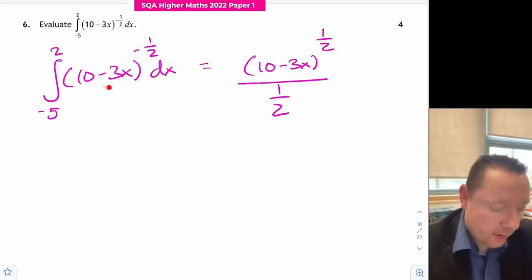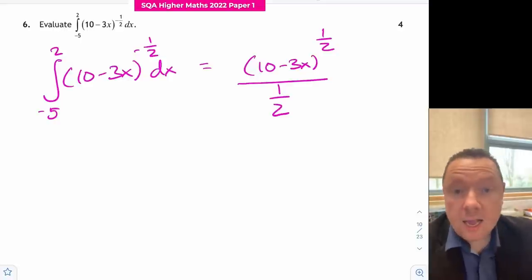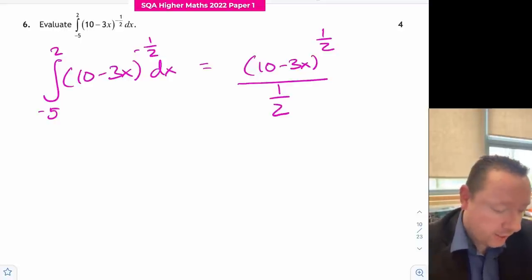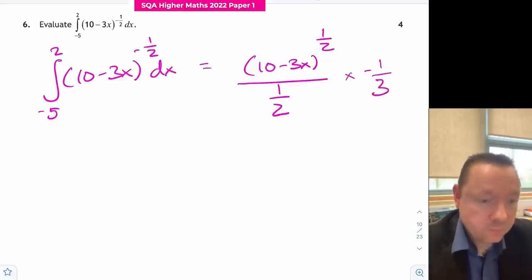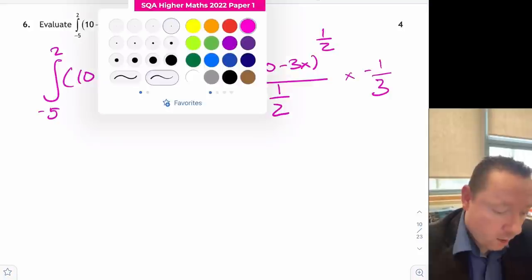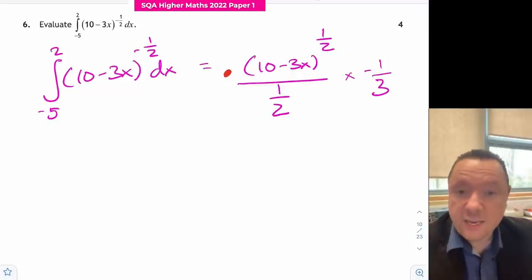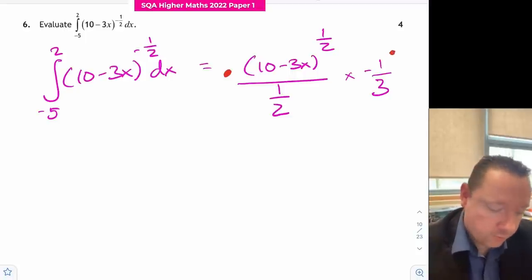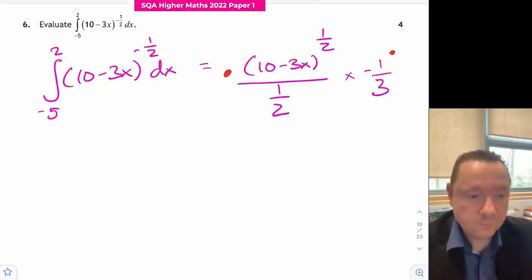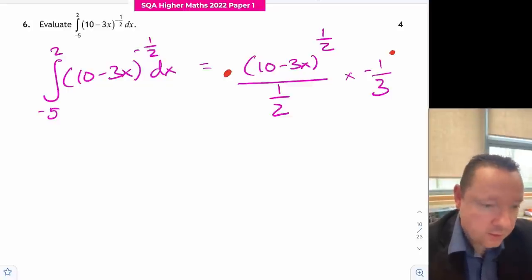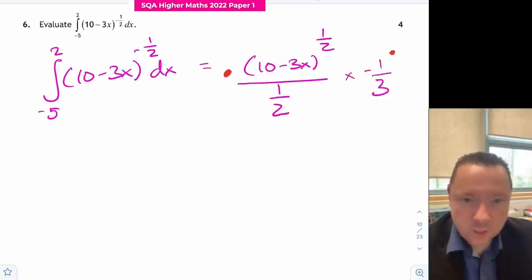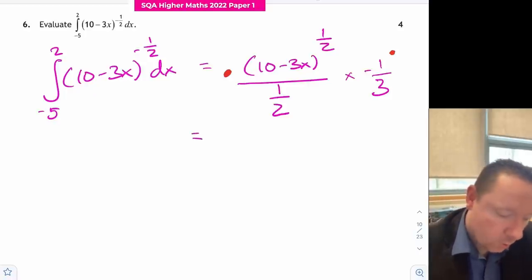We then need to divide by the bit inside the brackets differentiated. So inside the brackets is 10 minus 3x. If we differentiate that, you get minus 3. So we need to divide by minus 3, or in other words, that's the same as times it by minus 1/3. You get your first mark for just starting to do that, and you get your second mark for showing anywhere that you are going to be dividing by minus 3 or times it by minus 1/3. So there's your first two marks there. And then we need to process our limits. So let's tidy this up a little bit before we get to that. So we get 10 minus 3x to the power of 1/2.